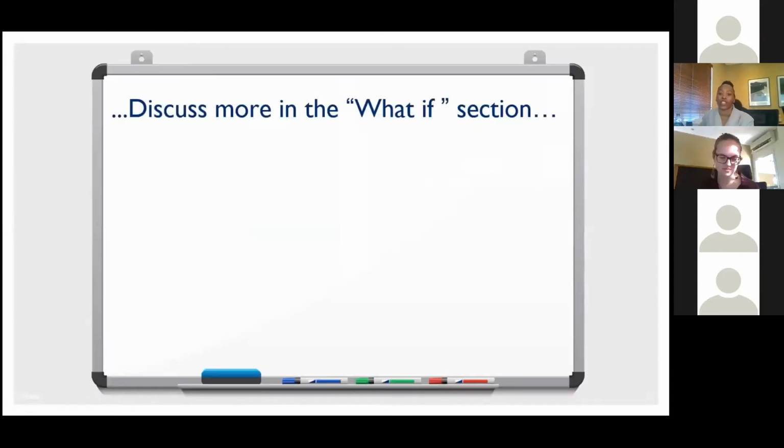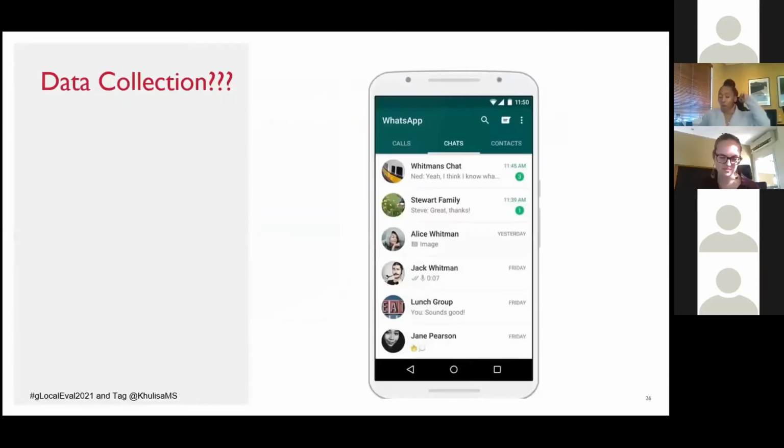Yes, in our what if section, we'll fill out our blank canvas. So how does one collect data on WhatsApp? And this was probably the most trying time of my time here at gLOCAL, using a device we use every single day in the most unconventional of ways.